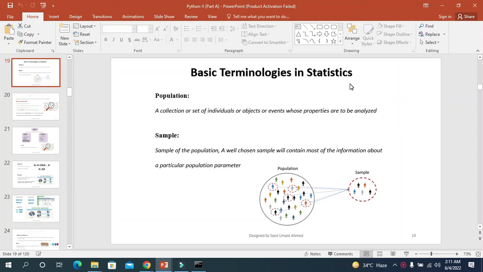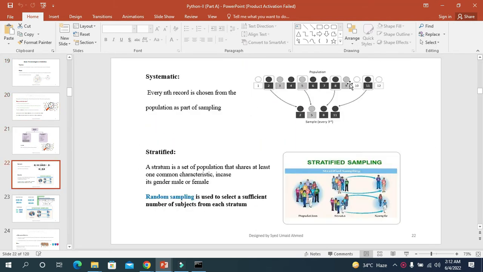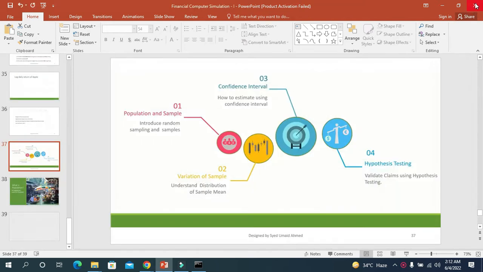Everyone, today's lecture is about population and sample. As in the last semester, you have studied the basic terminologies of stats and some basic terms about population, sample and different types of sampling. So in this semester or in this course, we still study sampling, but the concept is a little bit different.